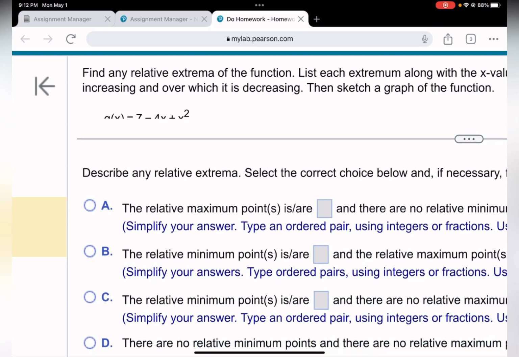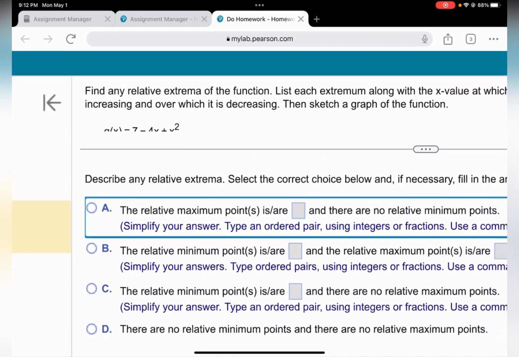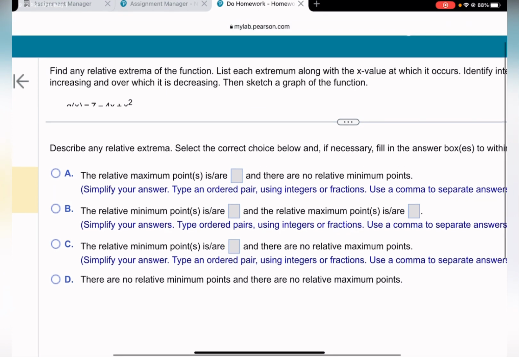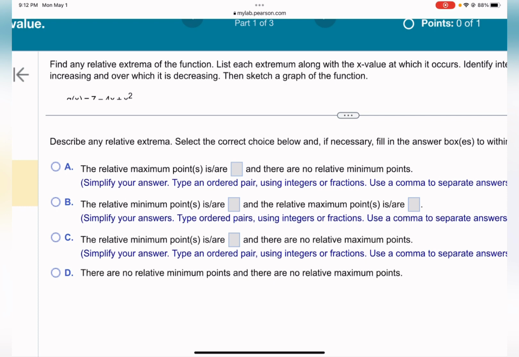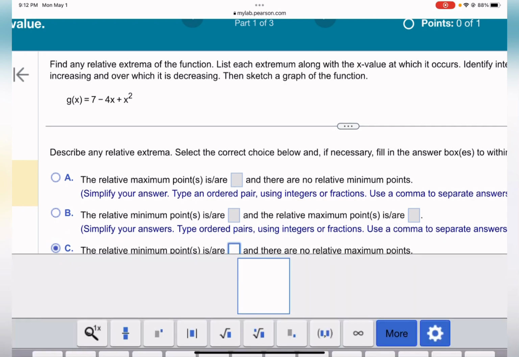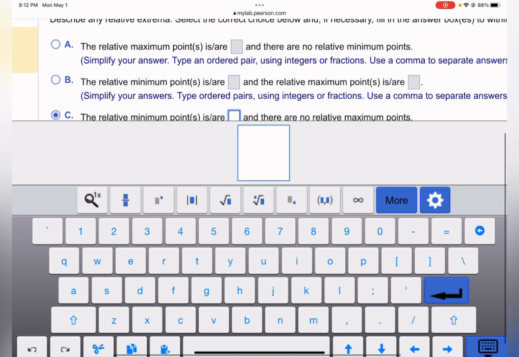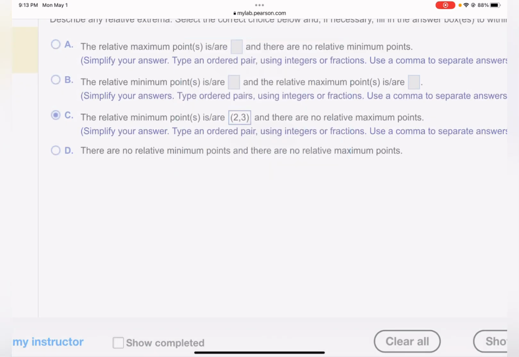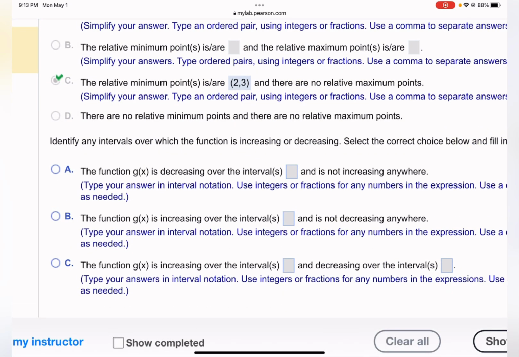And we have only one coordinate, right? Not 2. We said minimum, so the relative minimum. B is not going to work because it has a maximum also. It's not our case. We have only one minimum. This is going to be C. (2, 3). Bingo. Oh, we have also something.